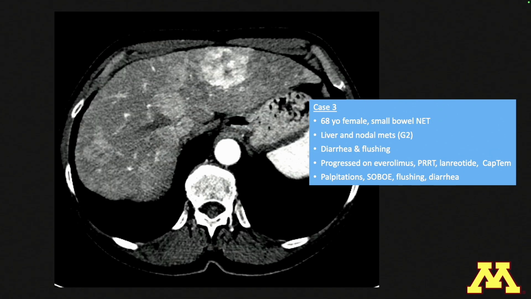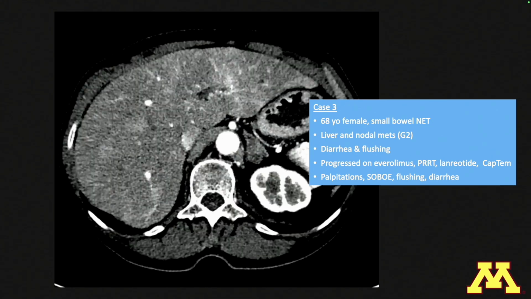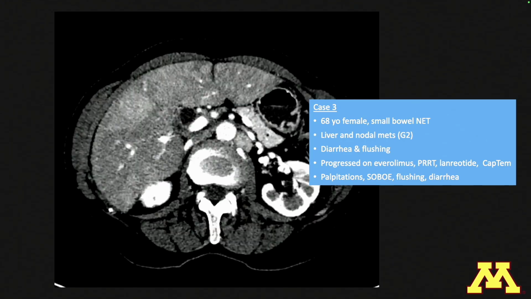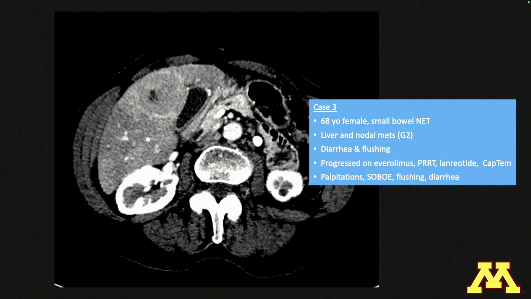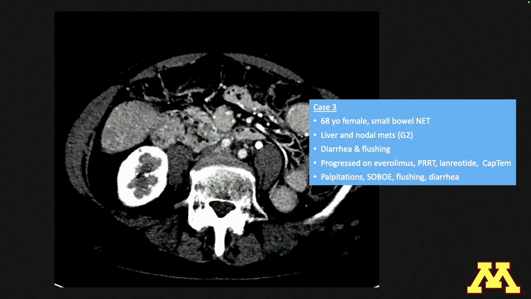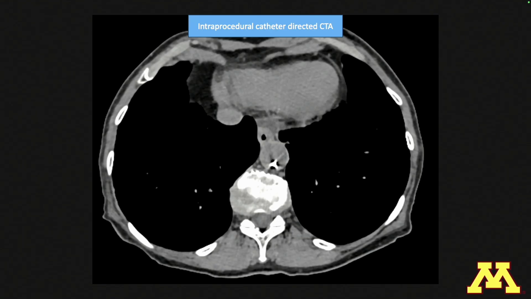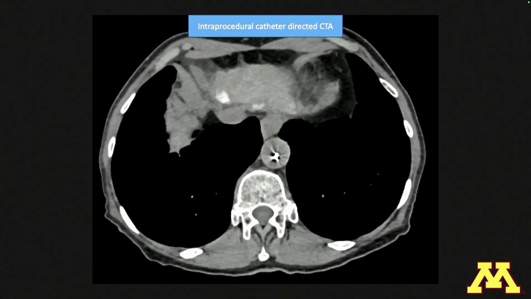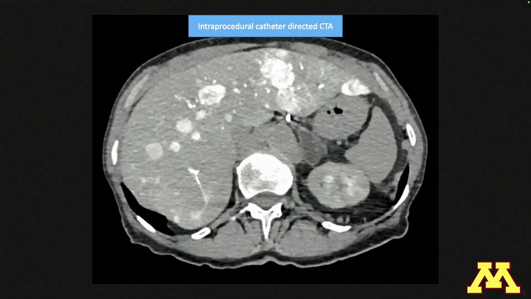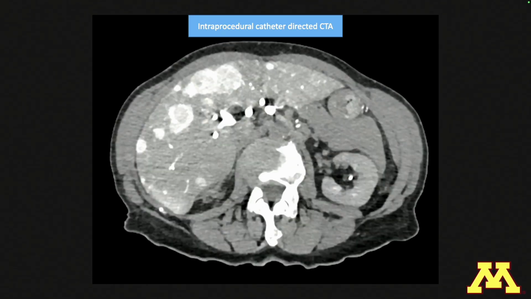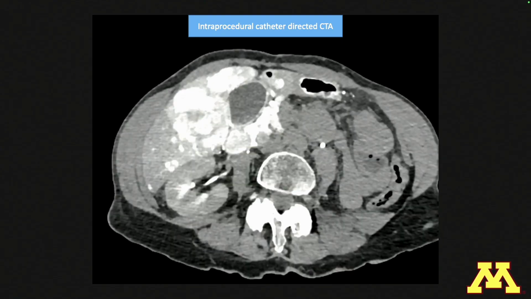So this is a CT scan for the same patient, and here you can see they have disease in predominantly left lobe disease, however, disease throughout the liver. And this patient was treated with transarterial therapy. This is the intraprocedural catheter-directed CTA, and here we can see how we can identify the selective arteries which are supplying this tumor.